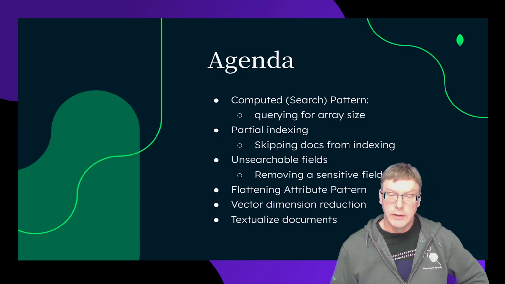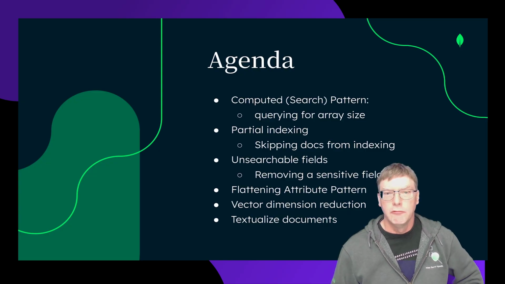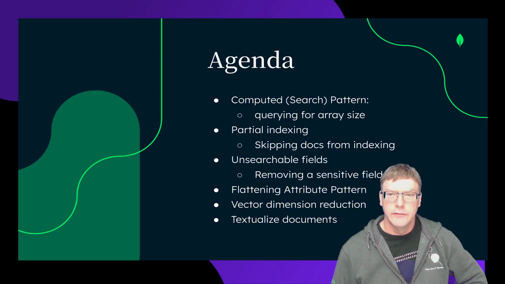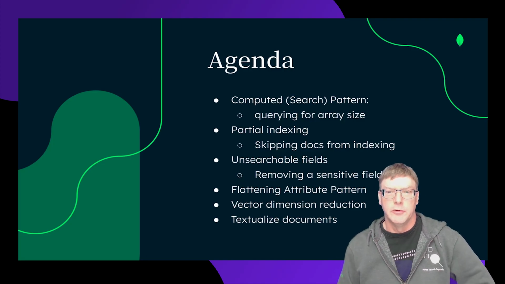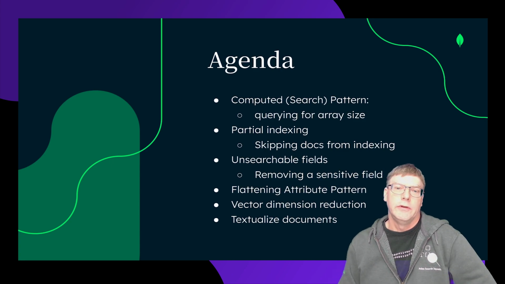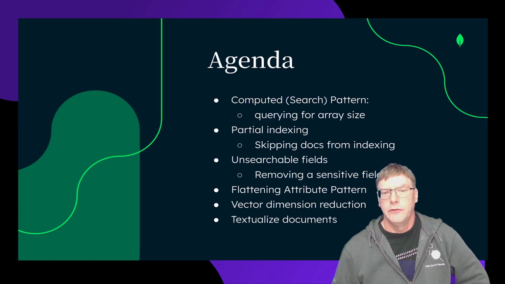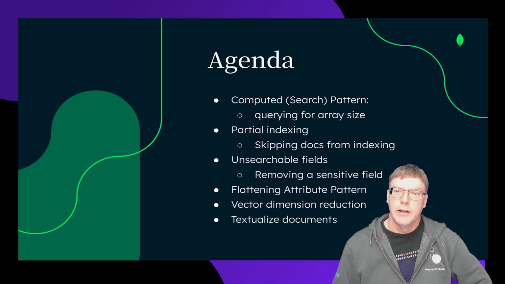basically the computed search pattern; skipping documents that do not need to be searchable; removing a field containing sensitive information that should not be searchable while allowing the rest of the document to be searchable; reducing the number of dimensions of vectors and vector embeddings for Matryoshka represented vectors for relevancy testing, various dimensions, and reducing resources needed. And finally, textualizing a document, concatenating all searchable or embeddable text into a single field.